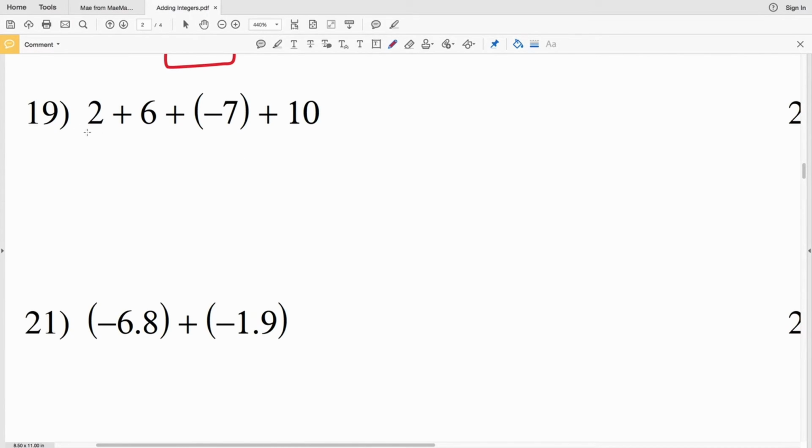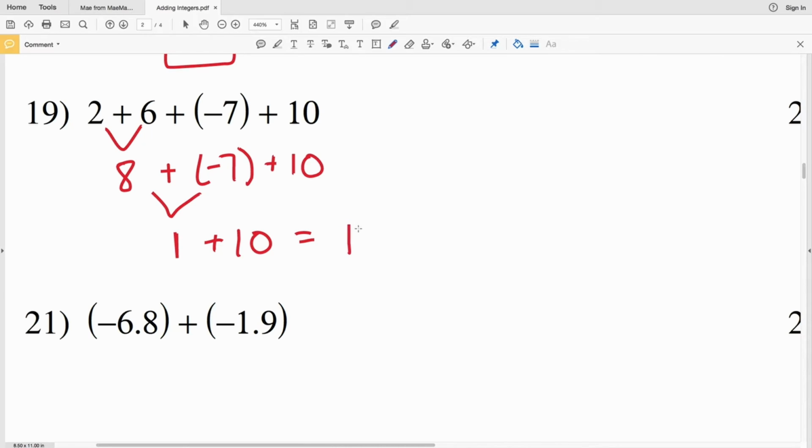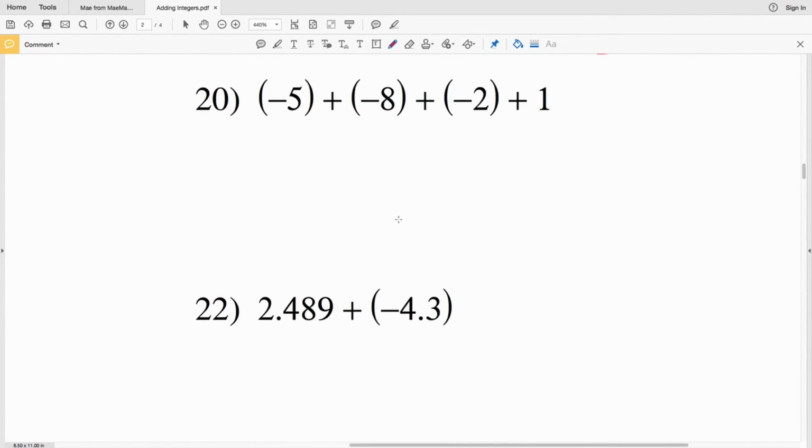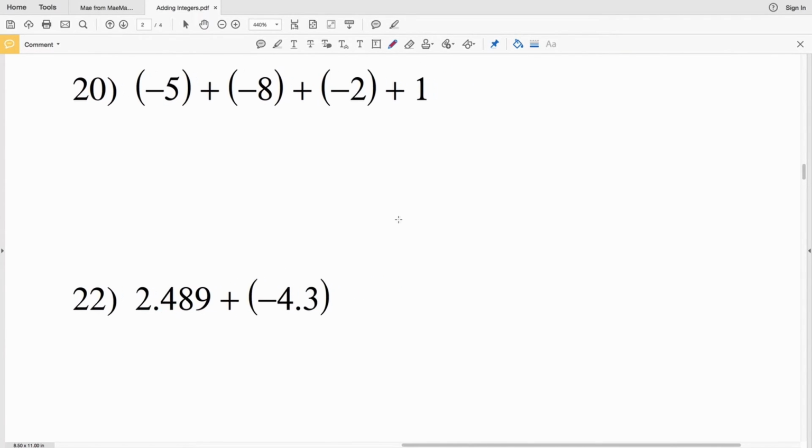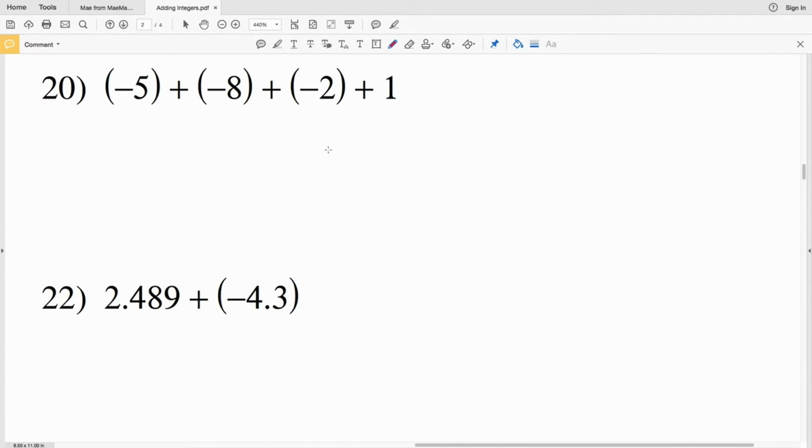19 says 2 plus 6 plus negative 7 plus 10. 2 plus 6 is going to bring us to 8. 8 plus negative 7 is the same as saying 8 minus 7. So we're going to be left with a positive 1 plus 10, and that's going to give us a positive 11.